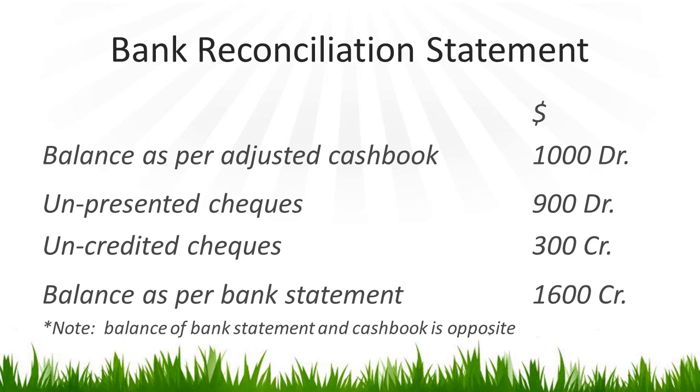On the other hand, if we are starting with a credit balance or an overdrawn balance of cash book, in that case unpresented checks, being debit in nature, are going to be subtracted from it. But because 99 times out of 100 we are going to have a debit balance, unpresented checks being debit in nature are going to be added.